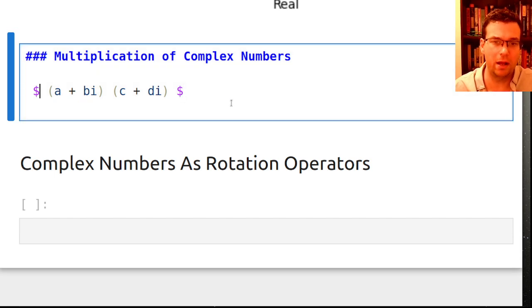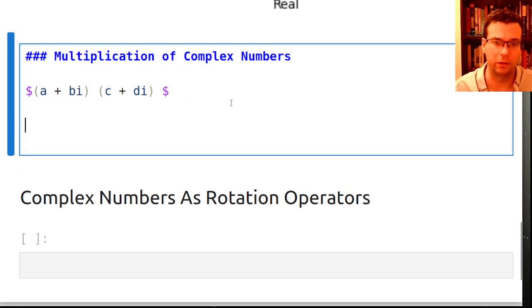If I do that out, it's just going to be FOILing, okay? So I'm going to take the first term here. That's going to be a times c, plus the first inner term, that's going to be bi times c. This multiplication is commutative, so I'll just reorder that to bc times i. Then the other inner term, that's going to be a times di. And then finally, plus bi times di, all right?